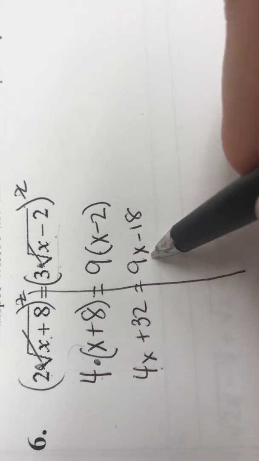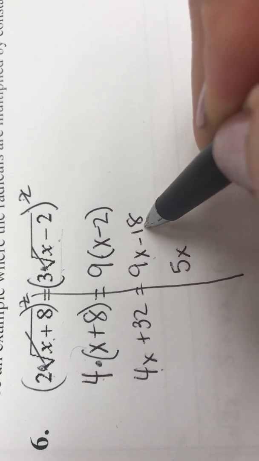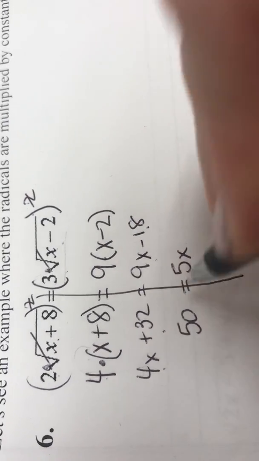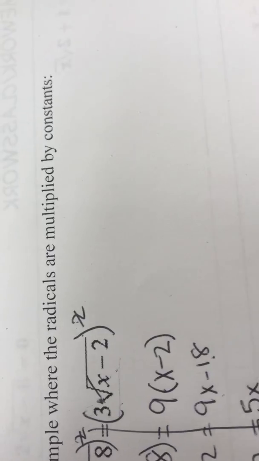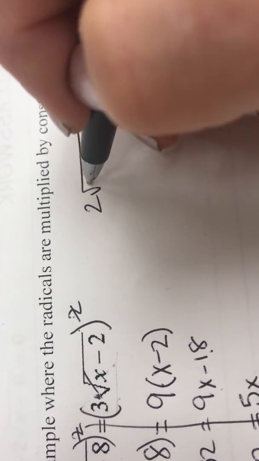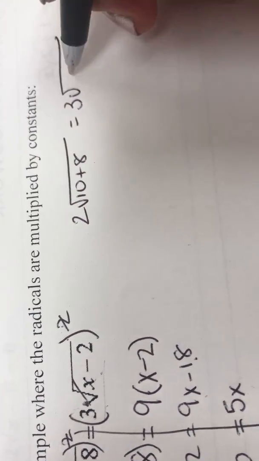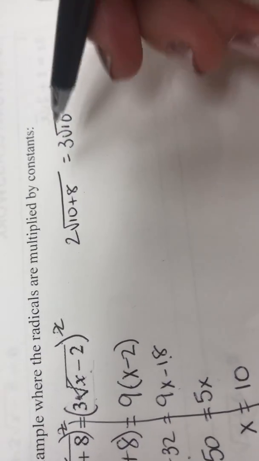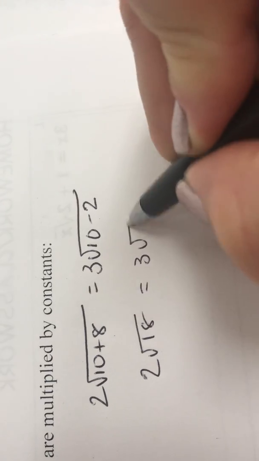I'm going to move the 4x over. By subtraction, I get 5x. I'm going to move the 18 over by addition, and I get 50. Divide both sides, I get x equals 10. Check it. 2 rad 10 plus 8. 3 rad 10 minus 2. Okay, so this is 2 rad 18, and this is 3 rad 8.